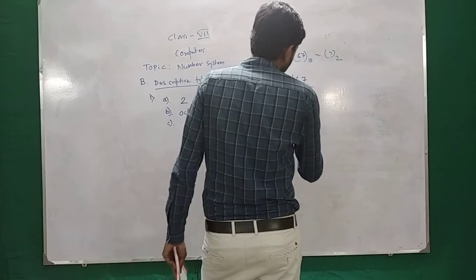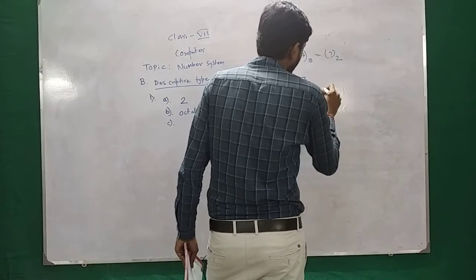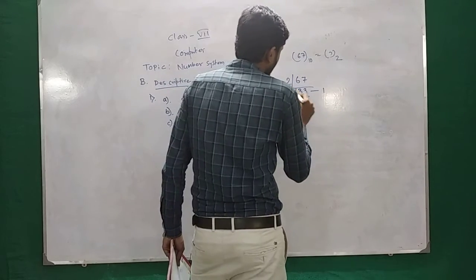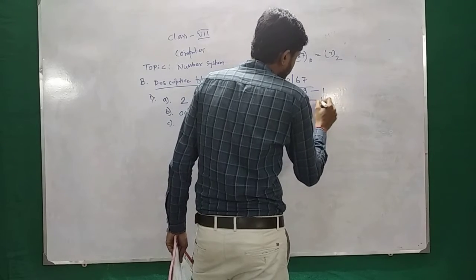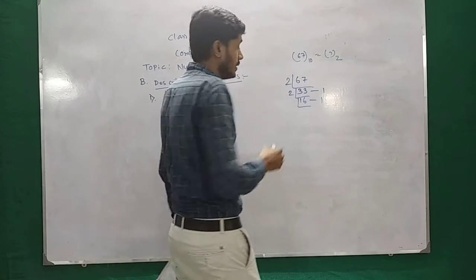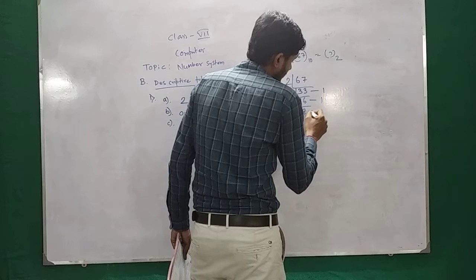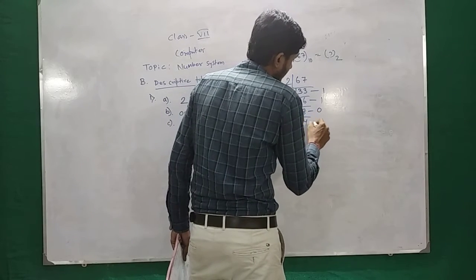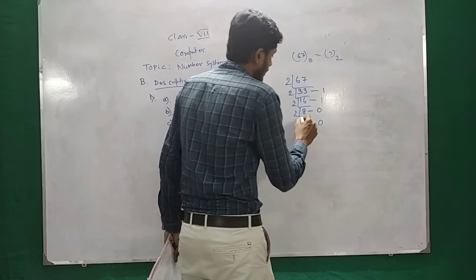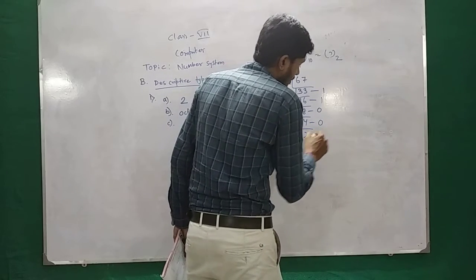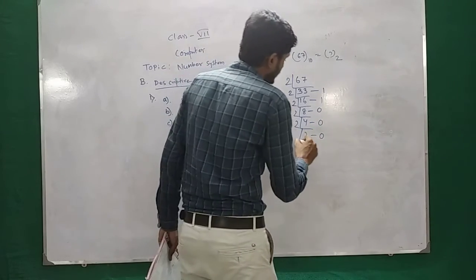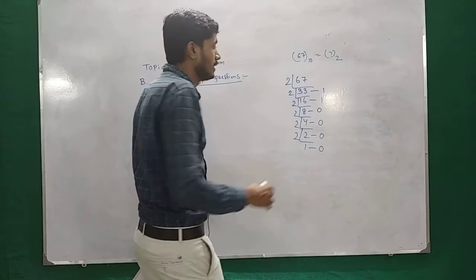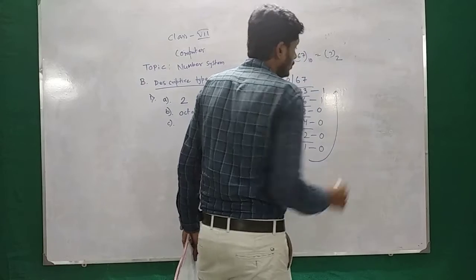2 33s are 66, and the remaining portion is 1. Next, 2 16s are 32, so the remaining portion is also 1. Then 2 8s are 16, so the remainder is 0. Next, 2 4s are 8, remainder 0. Next, 2 2s are 4, remainder 0. Next, 2 1s are 2, remainder 0. We will write the answer from bottom to top.